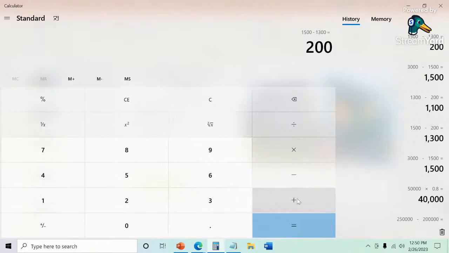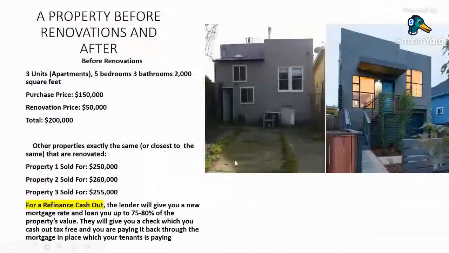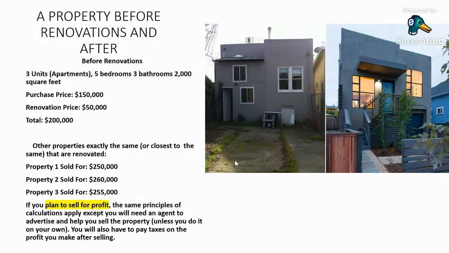So that's an example. Let me clear this. Go back to the slides. So that's what refinance cash out is. That's an explanation of what the process is and what you're looking at when you're dealing with a refinance cash out. So what's the next slide? Okay, it says on the bottom, if you plan to sell for profit, the same principles of calculations apply, except you will need an agent to advertise and help you sell the property.